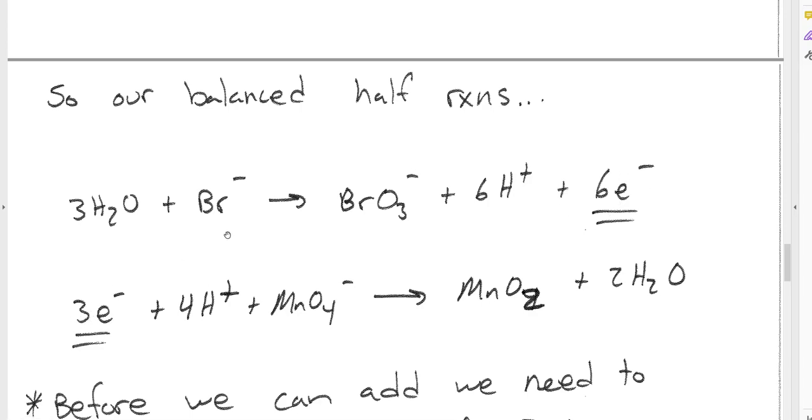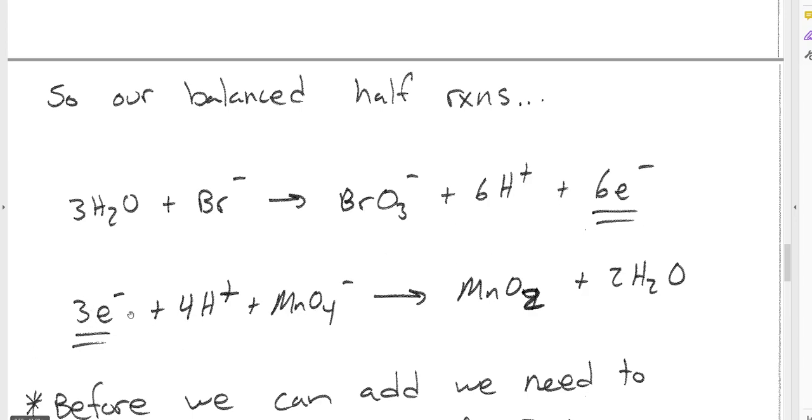So what do we have to do? We have to get both equations to have the same number of electrons. In this case, we have to double the reduction half reaction. That means we have to double all of the coefficients in the reduction half reaction, because if we double that, that'll be 6 electrons, and then the 6 electrons and 6 electrons will cancel out.